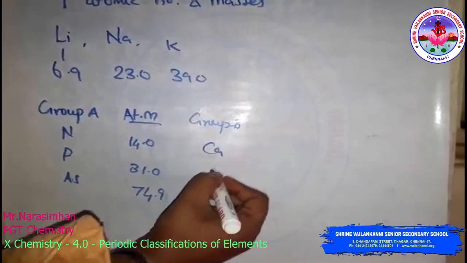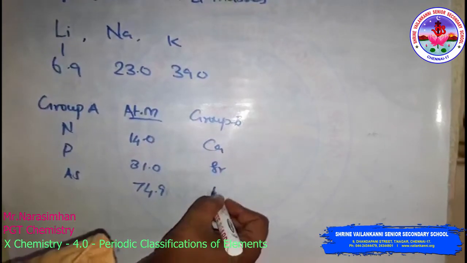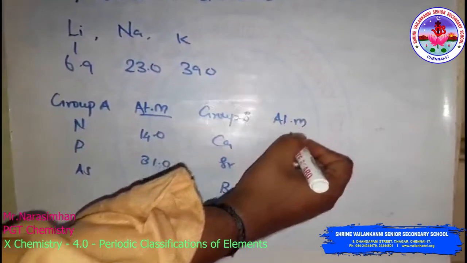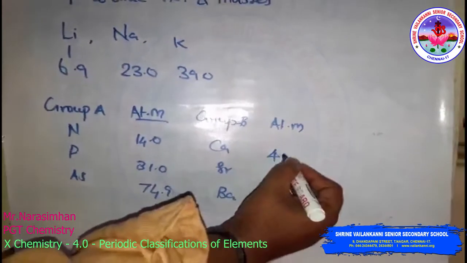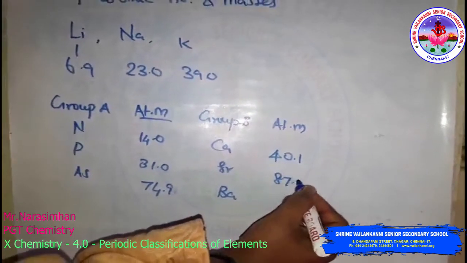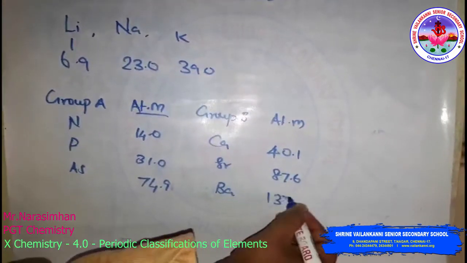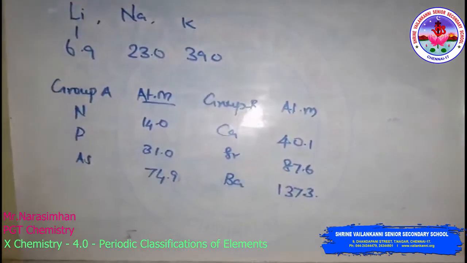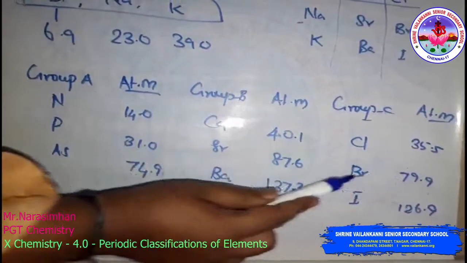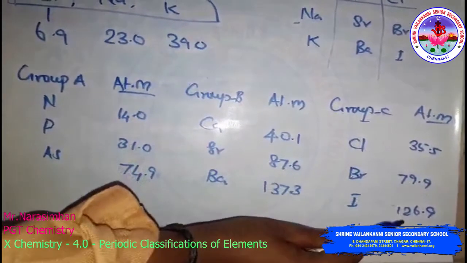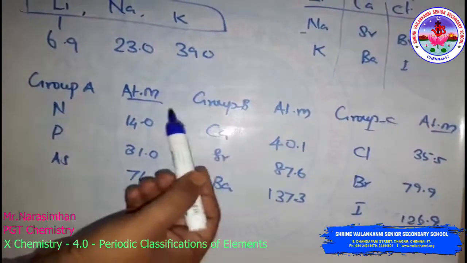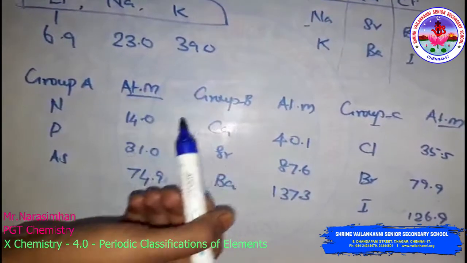Then the group B elements: calcium, strontium, barium, with atomic masses 40.1, 87.6 and 137.3. The group C elements: chlorine, bromine, iodine, with atomic masses 35.5, 79.9 and 126.9. So here you can find the Dobereiner triads.